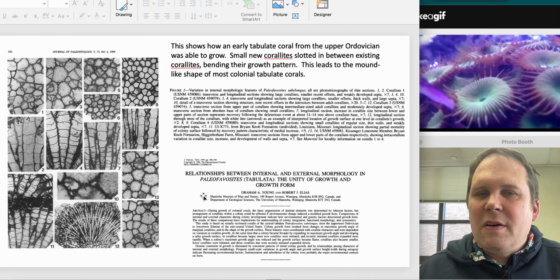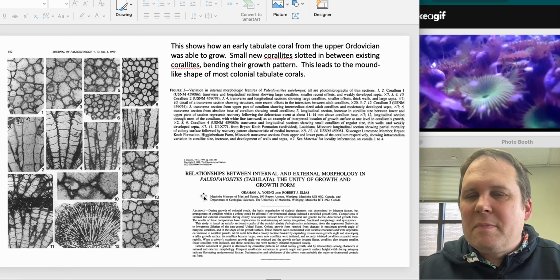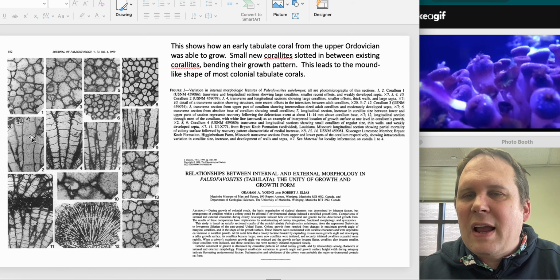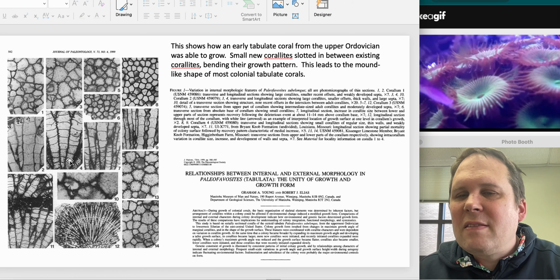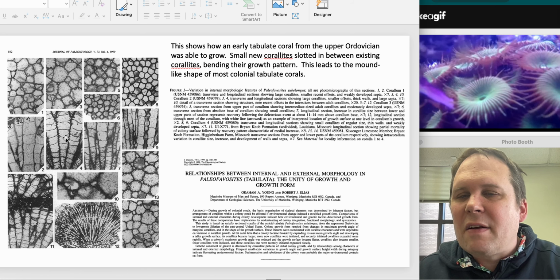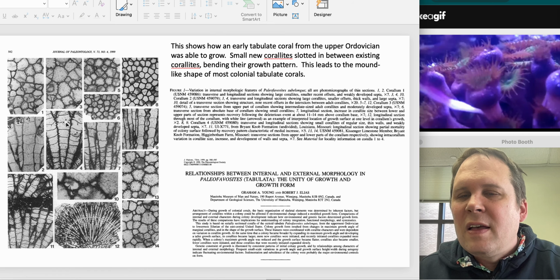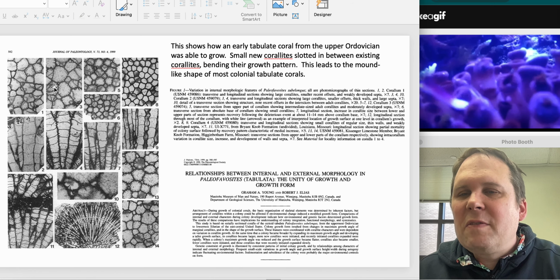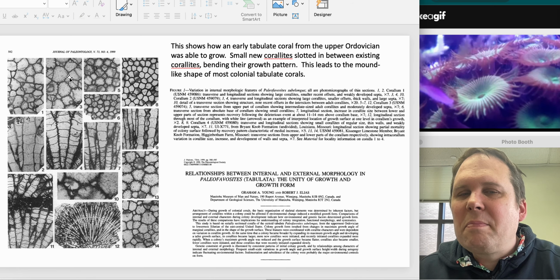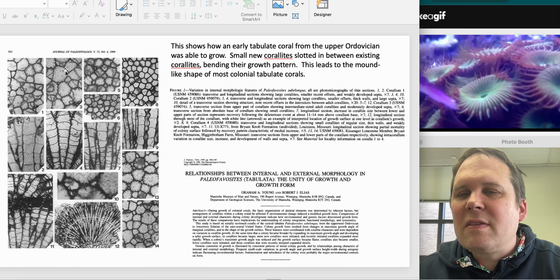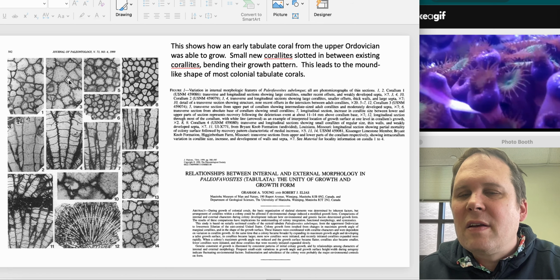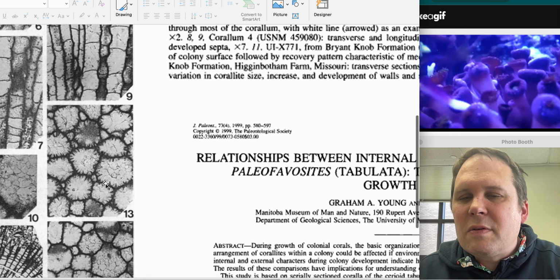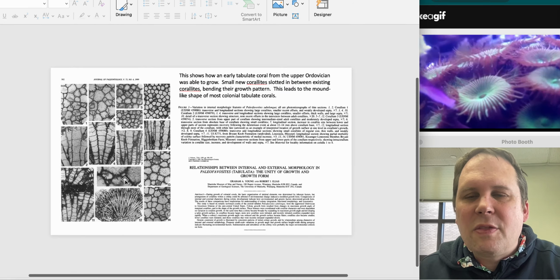Here is a very early tabulate coral from the Ordovician, back when rugose corals were very rare, and you can see this is pretty typical. So we've got little layers dividing off the old living space from the new living space, and we've got tiny septa, just barely, that stick out a little bit into the center. Here, let's zoom in there, and you can see a couple of them. There we are. These little sharp bits coming off the side like little thorns.